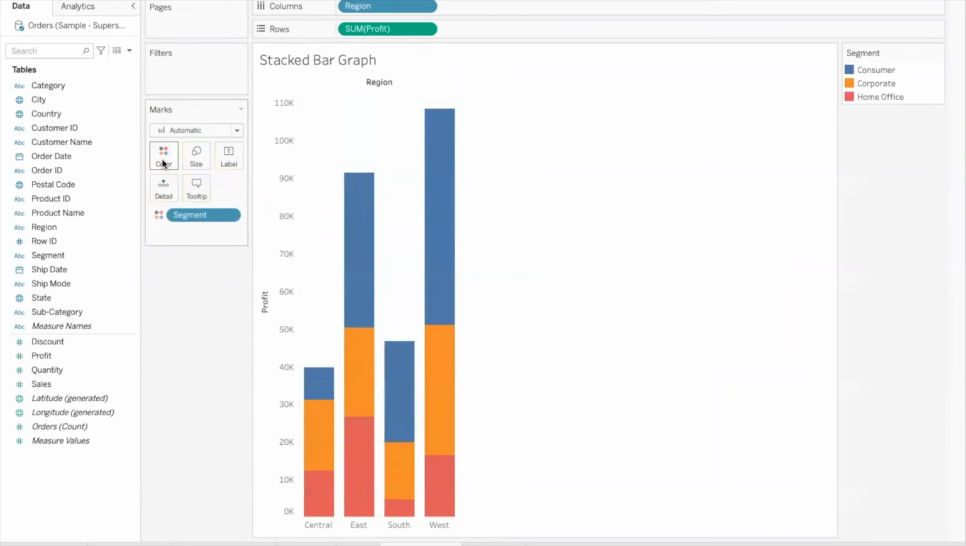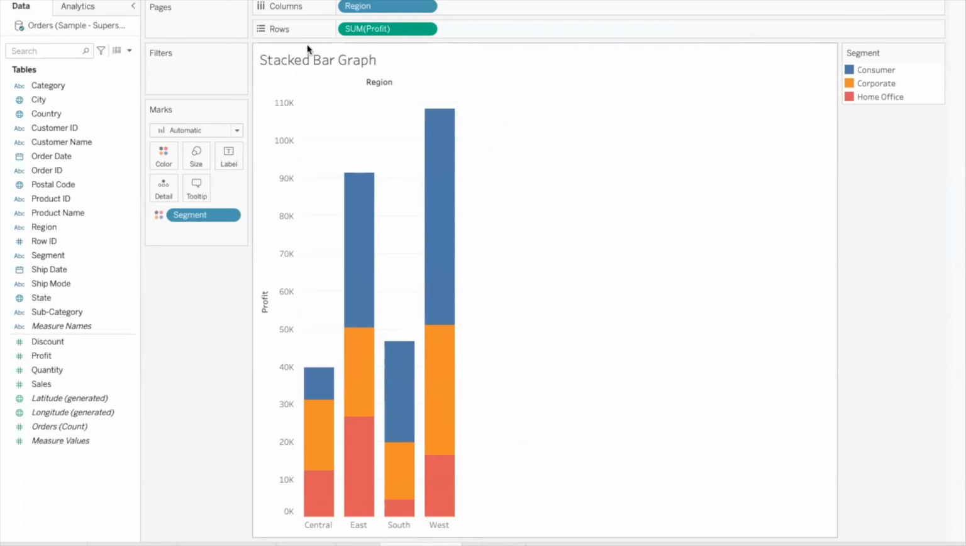Look at that. So what is the overall profit from West? Can you tell me? Definitely. You can at least give me a rough figure. You can say it is slightly less than 110K. At the same time, can you tell me the contribution of consumer? Yes, 57,000. Corporate, 34,000. Home office, 16,000. So the overall height of that bar is the overall profit of the West region, and the slices indicate the contribution of the various segments.